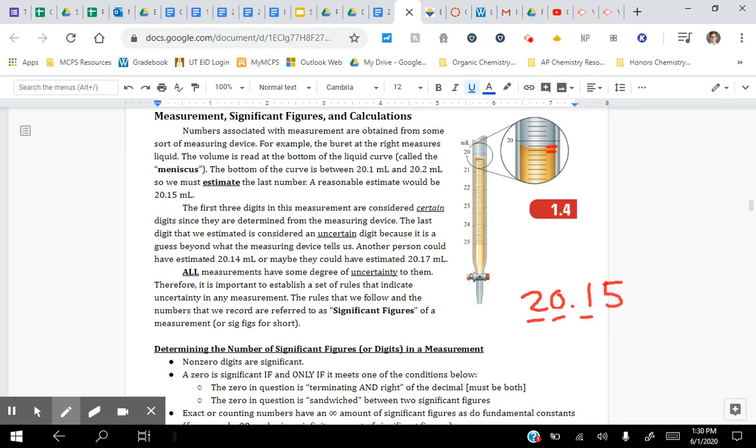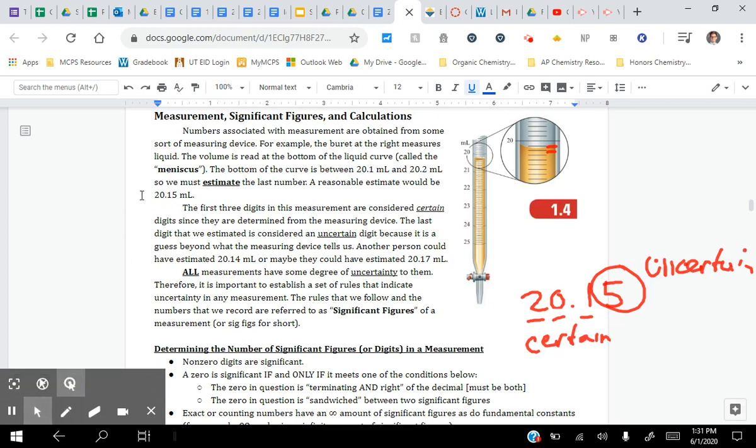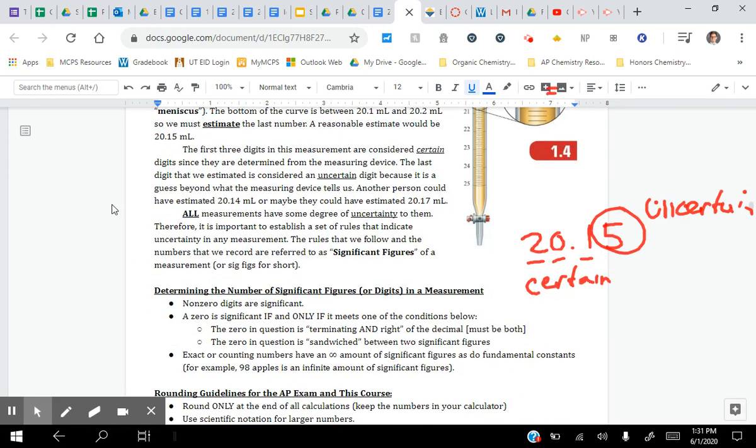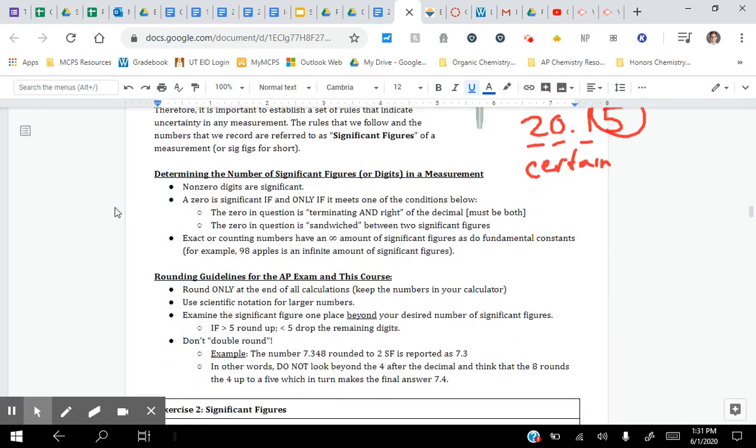I could have guessed 20.14, I could have guessed 20.17. As a result, since these ones are certain, the last one is uncertain, then we have to be aware of the degree of uncertainty in all of our measurements. Because again, this can introduce some error. So it's important to establish a set of rules that indicate uncertainty in any measurement. These are the significant figure rules. So that means typically we always report certain digits plus one uncertain digit. Very important thing to know.